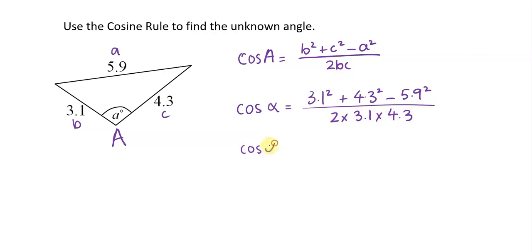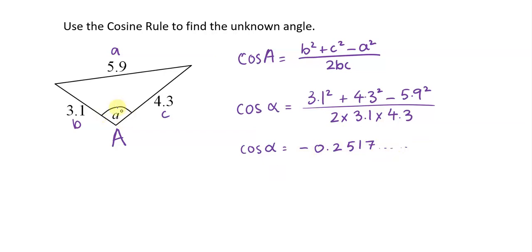So cosine of our alpha, if you put that into your calculator, you'll end up with negative 0.2517. I've rounded that off. There's a few more decimal places after there, but we need to make sure we keep this in our calculators for the moment. Now you'll notice this is a negative value of a cosine.